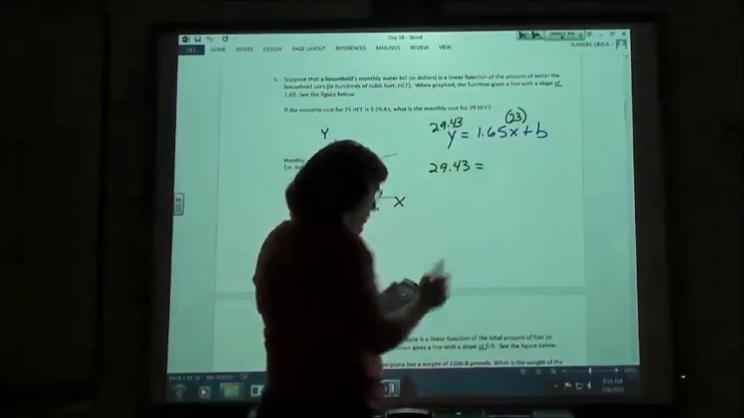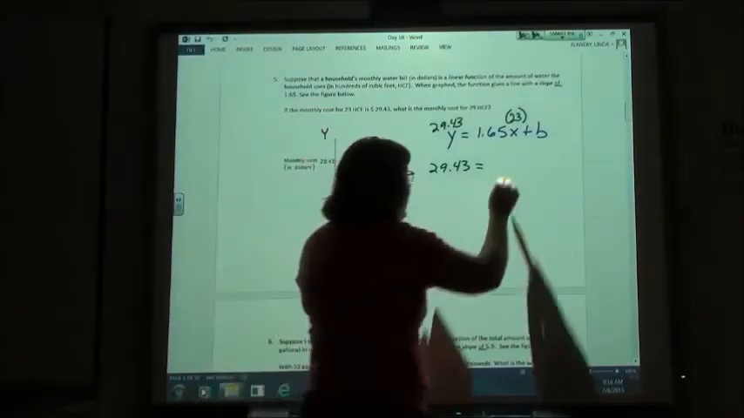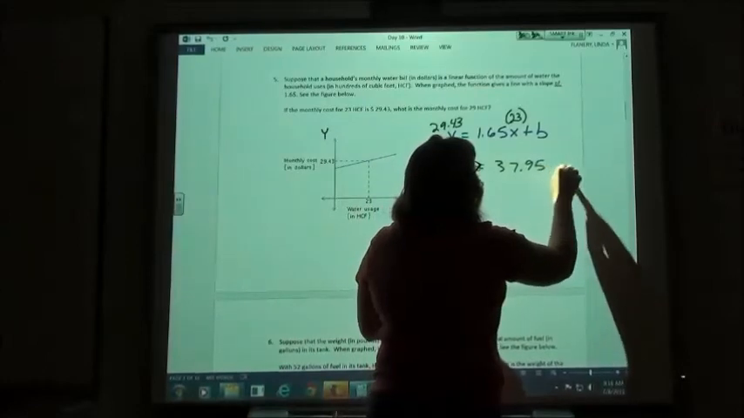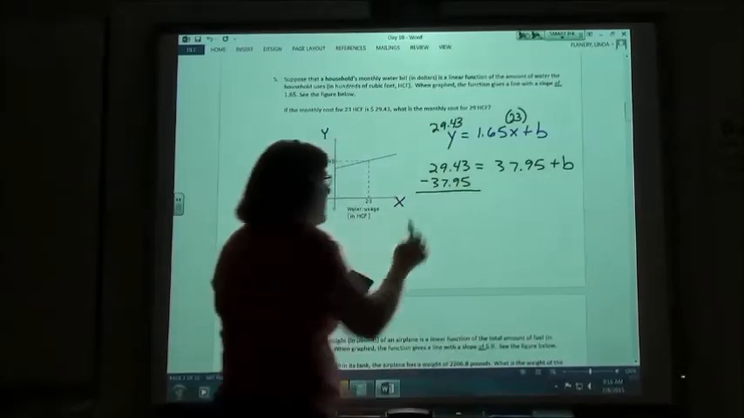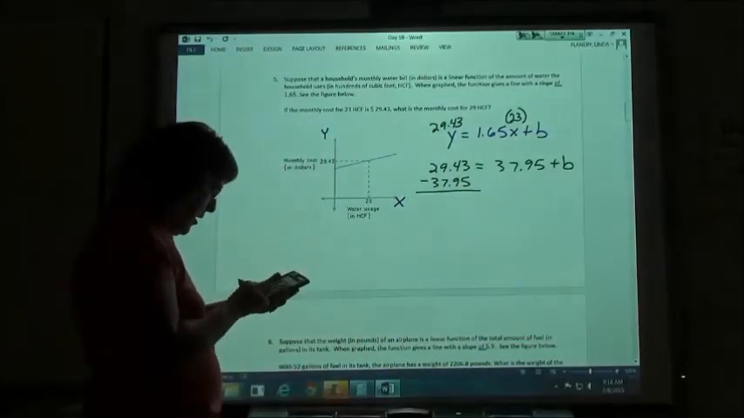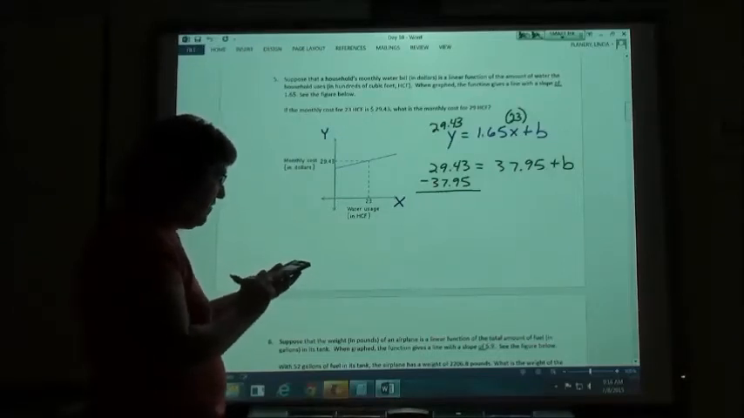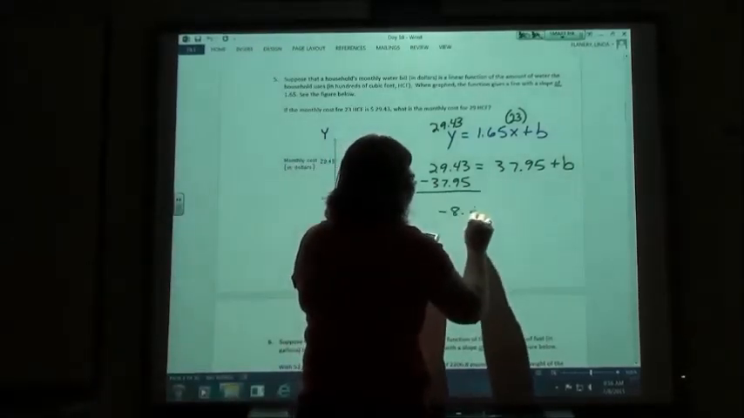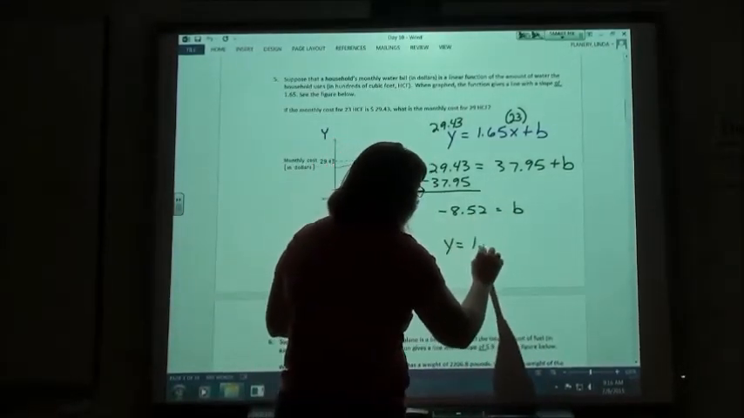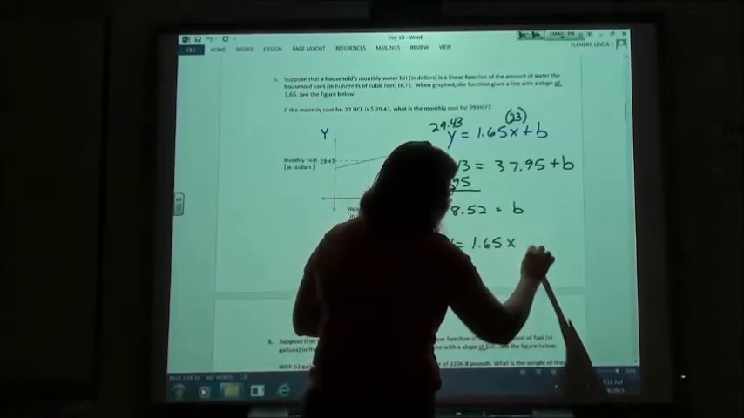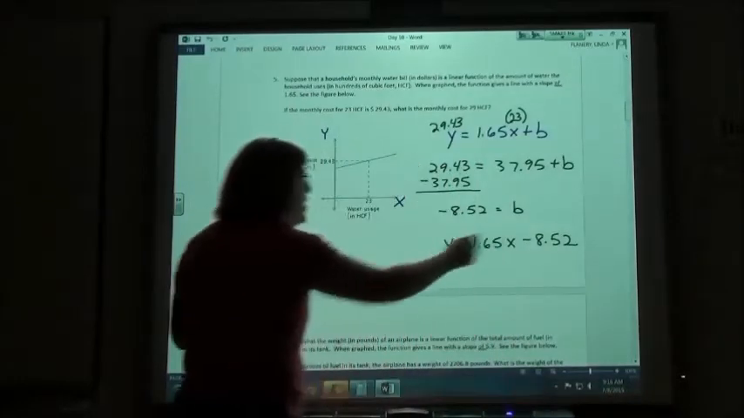So 29.43 equals 1.65 times 23, 37.95 plus b. I'm going to then subtract my 37.95. So 29.43 minus 37.95 gives me negative 8.52 for my b value. So y is going to equal 1.65x minus 8.52. So now I have the equation of my line.